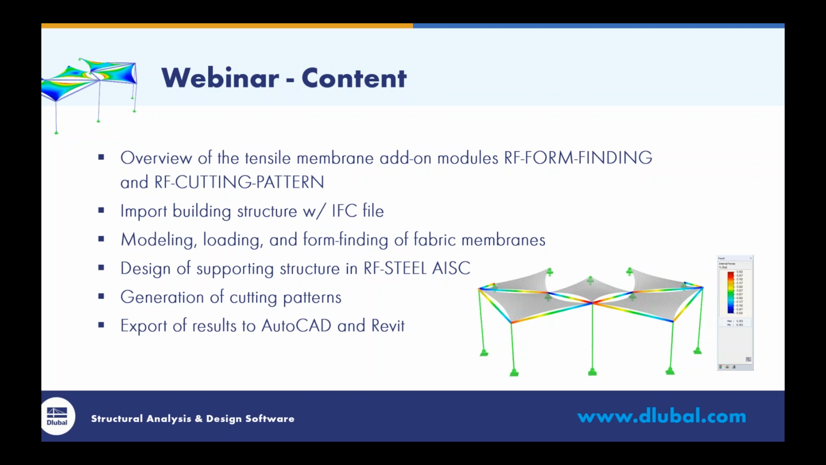membranes for our canopy. We can even design the supporting structure, which we'll touch on with one of our other add-on modules, RF-STEEL AISC. We'll generate the cutting patterns. Again, this will be with the use of the add-on module RF Cutting Pattern. And lastly, I'll show you how to export these results to both AutoCAD and Revit.